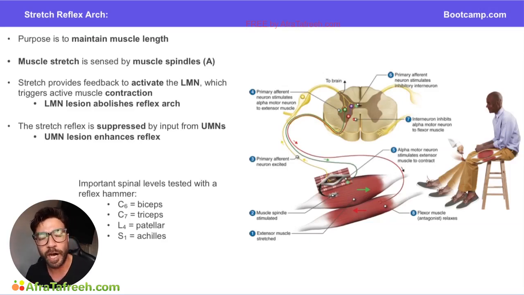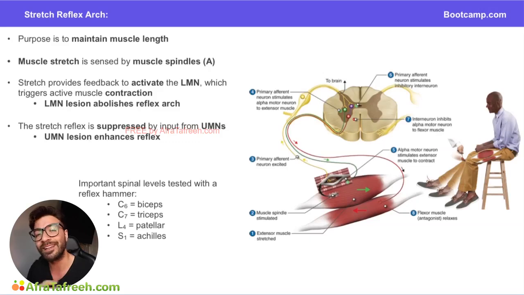Now, what about the upper motor neuron? What role does this play? Well, the upper motor neuron is actually going to come down, and as it stimulates the lower motor neuron, it's going to provide some inhibitory responses to help reduce or modulate the extent of the reflex. So the upper motor neuron acts as a modulator for the lower motor neuron during that stretch reflex.